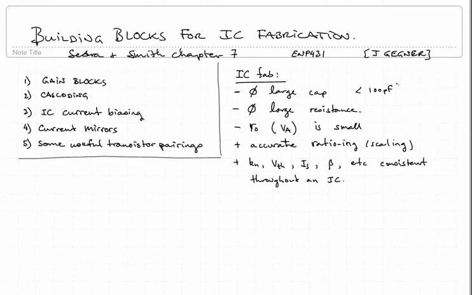No large resistances either. It takes up too much real estate to fabricate large resistances. I'm not sure on the value here. I'm going to say somewhere around 10K. This is just a rule of thumb. I have to double check this. But it's going to motivate why we're looking at some of the things that we're looking at in this chapter.